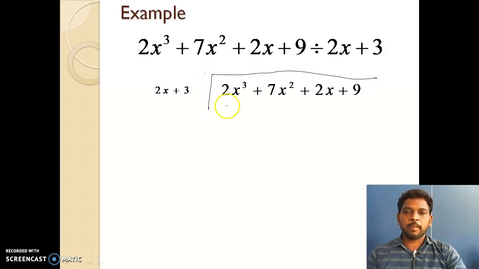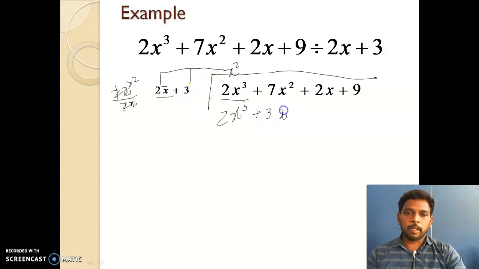So how can I write the first term of the quotient? Divide this one by this one. So 2x cube divided by 2x. So this 2 gets cancelled, and if you cancel x, the remainder is x square. So x square will come here. So multiply this with the 2 terms of the divisor. So 2x cube, the first term will come as it is, and the second term, so 3 into x square, 3x square.